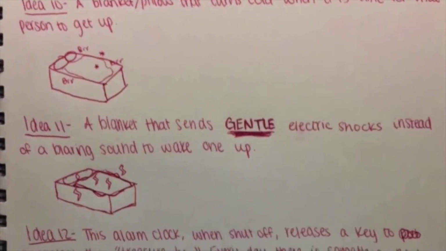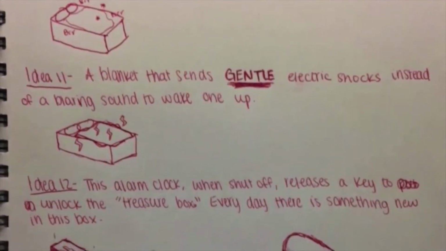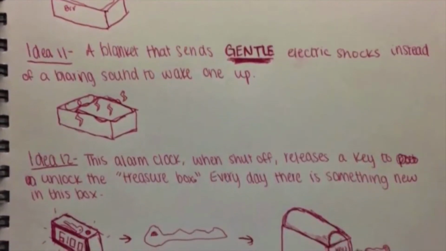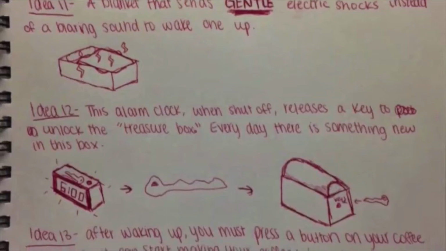Our first idea is a blanket that turns cold when it's time for you to wake up. Our next idea is a blanket that would send gentle electric shocks in order to wake you up. The next idea is the treasure box, which we continued forward with.